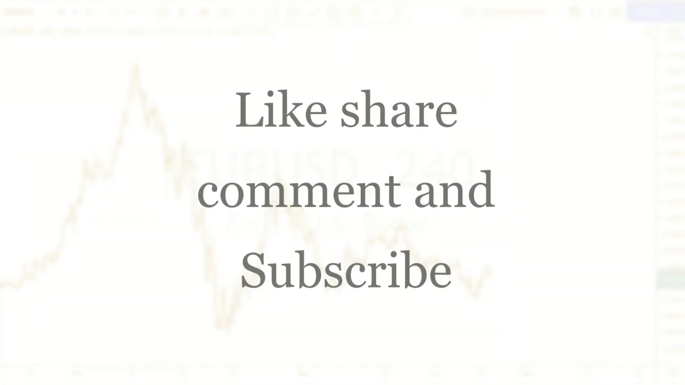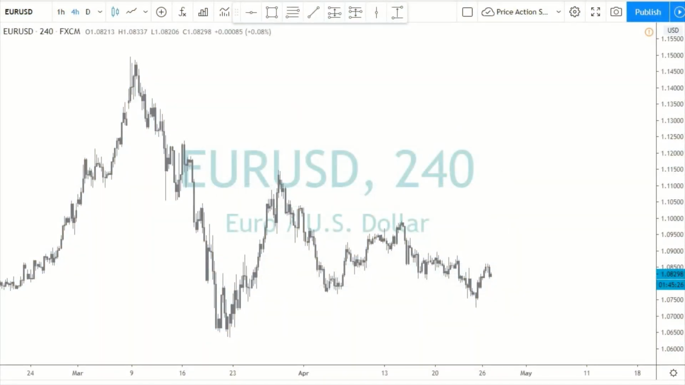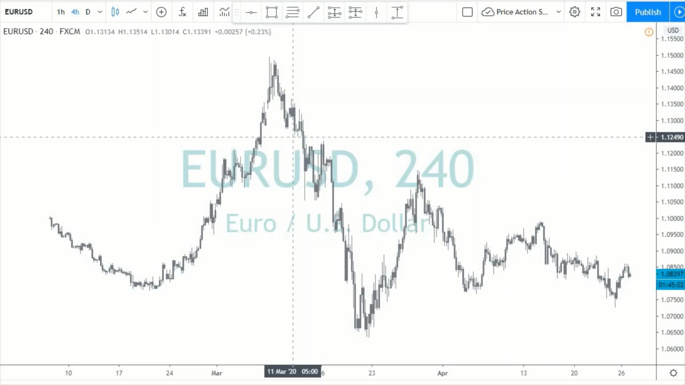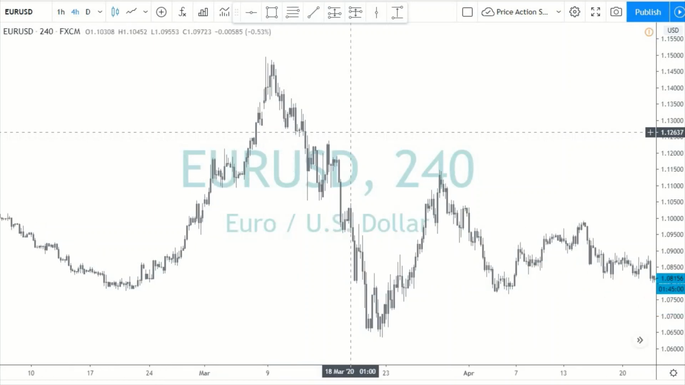Hey guys, welcome back. Today I'll be showing you how to draw support and resistance zones, or supply and demand zones. Based on my years of trading, this is the most accurate and precise way that I have tested and learned how to draw support and resistance zones or lines. So we'll begin with EUR/USD.